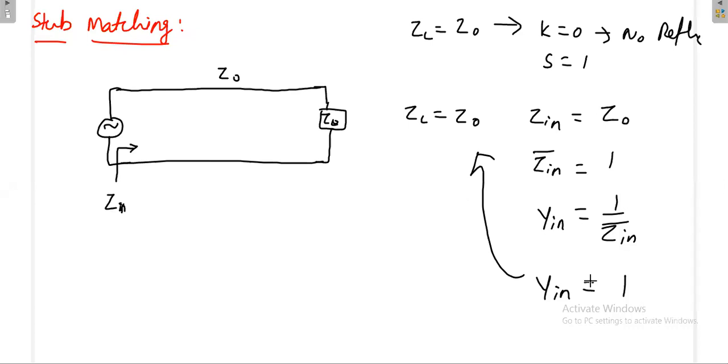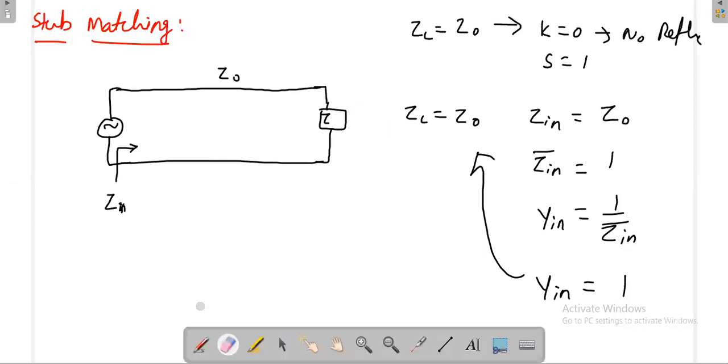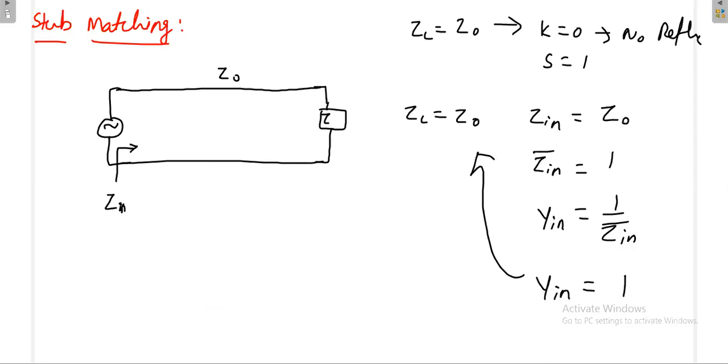But you cannot get Yin equal to 1 directly. You have to do something. But under the limiting condition, if you want to have no reflection, then definitely these are all the conditions. But in reality, this is ZL only. Now we are going to introduce some circuit. This is ZL. The line is already there like this.